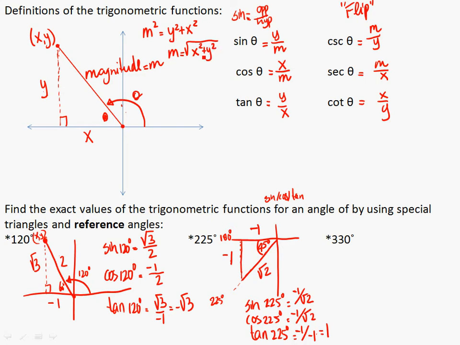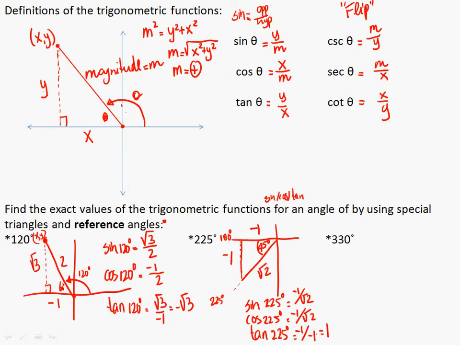Well, when you square x and when you square y, what do you know about the sum of that? A number that's squared is always positive, right? So you add two positives and then you take the square root, so you definitely know that m is always positive. That's why I said magnitude, because magnitude just implies a positive value.